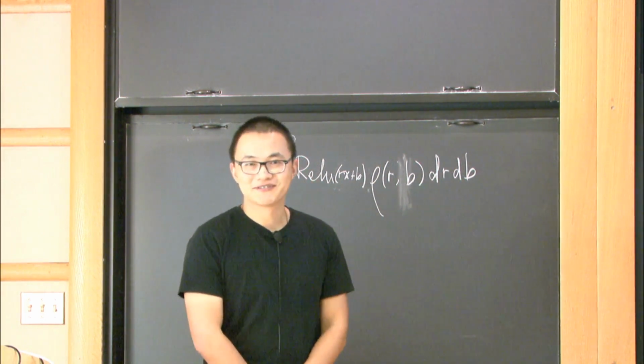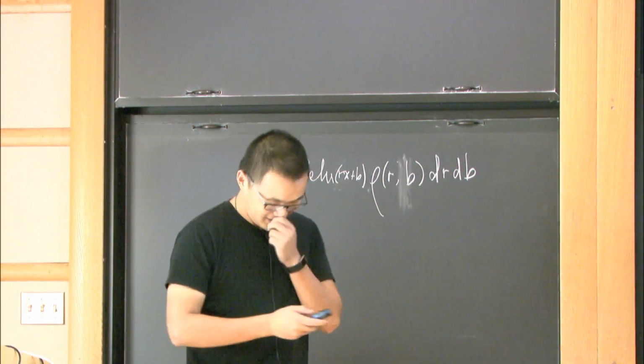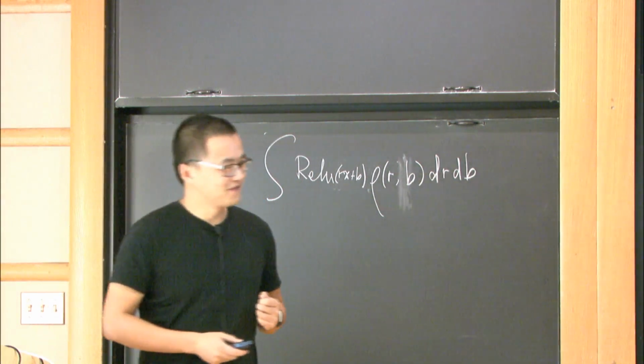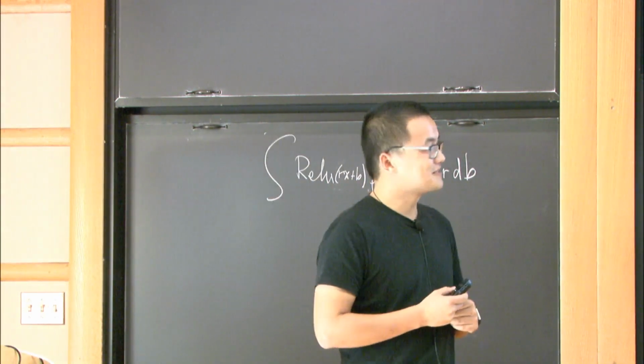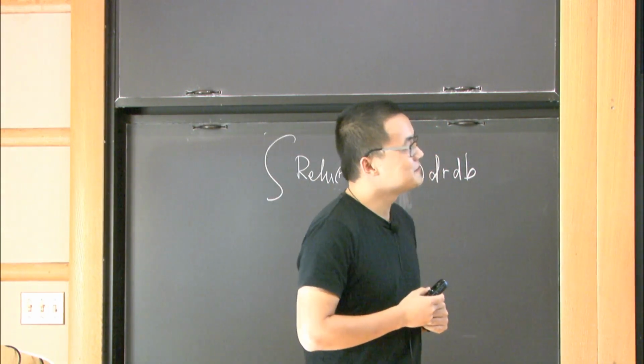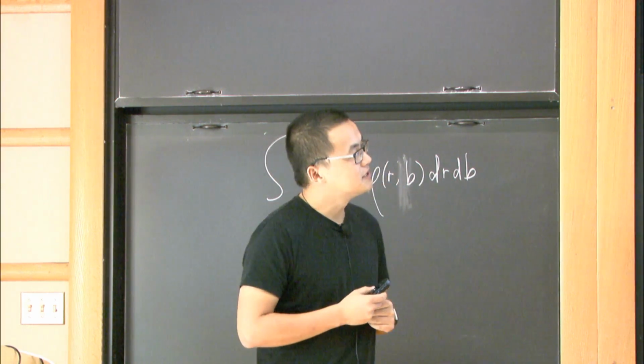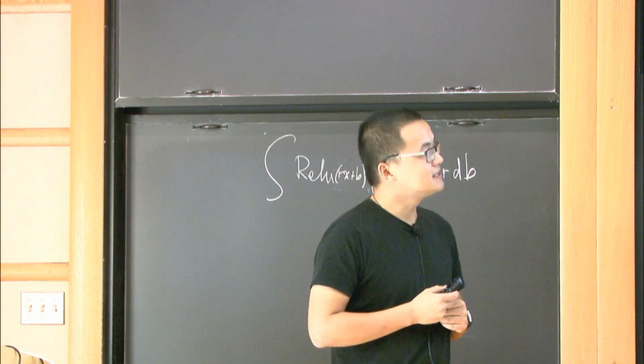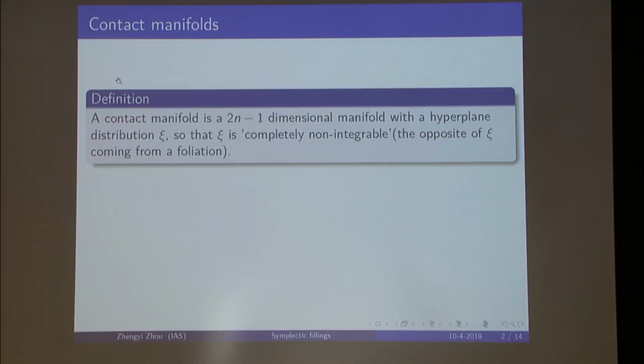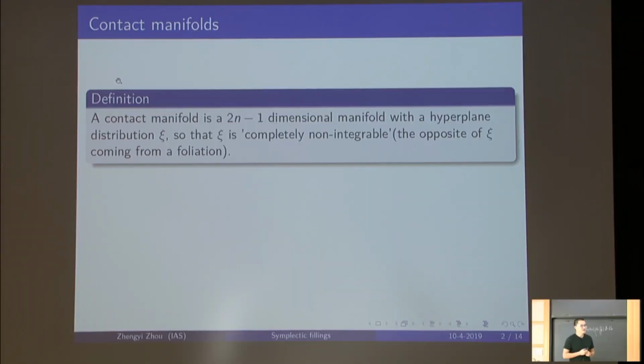And my research interest is in symplectic geometry. So the most used vocabulary for me is contact manifold and symplectic manifold. A contact manifold is an odd-dimensional manifold with a hyperplane distribution C such that it's completely non-integrable. That means it's very twisted. In particular, it's the complete opposite of the one coming from a foliation.